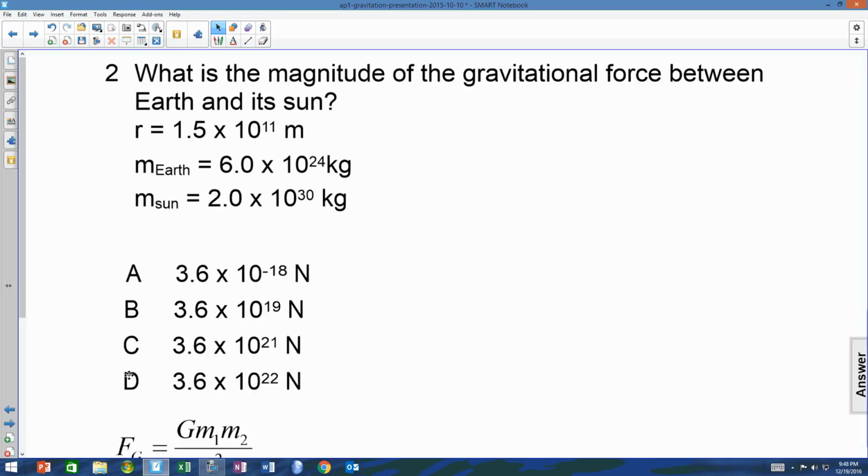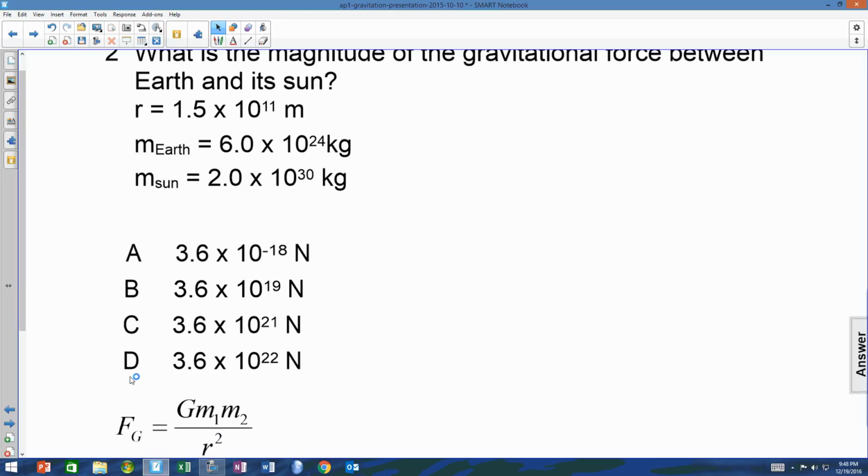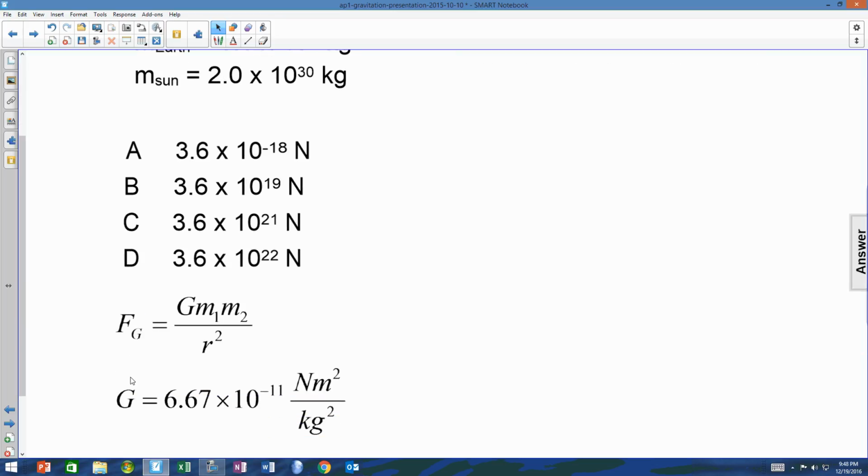What is the magnitude of the gravitational force between the Earth and its sun? The distance between the Earth and the sun is 1.5 times 10 to the 11 meters. The mass of the Earth is given. The mass of the sun is 2.0 times 10 to the 30 kilograms. And again, the force is G m1 m2 over r squared. And G, capital G, is equal to 6.67 times 10 to the negative 11 Newton meters squared per kilogram squared. Go ahead and pause the video now.